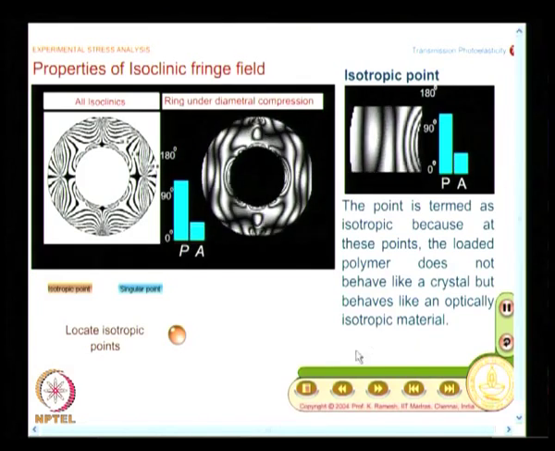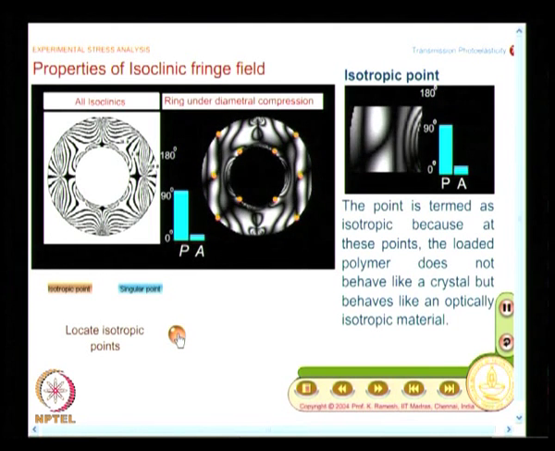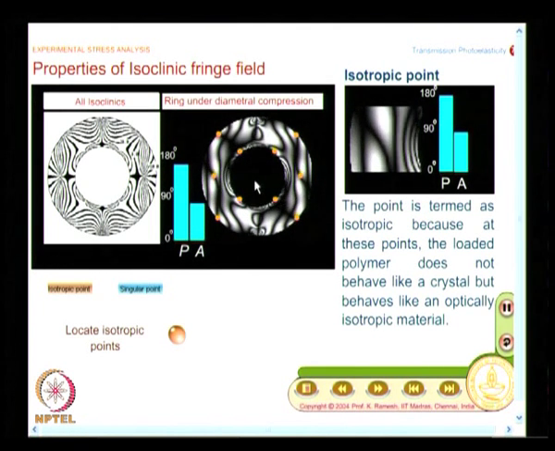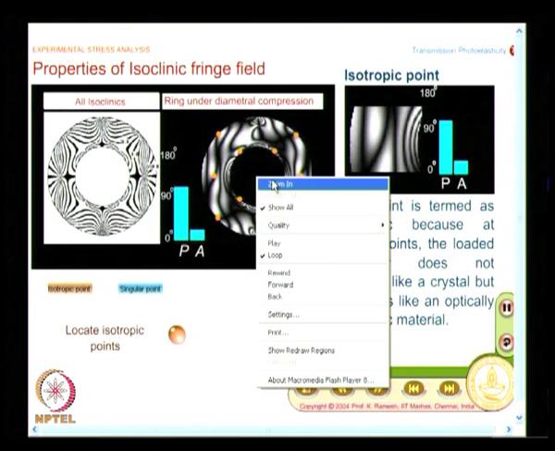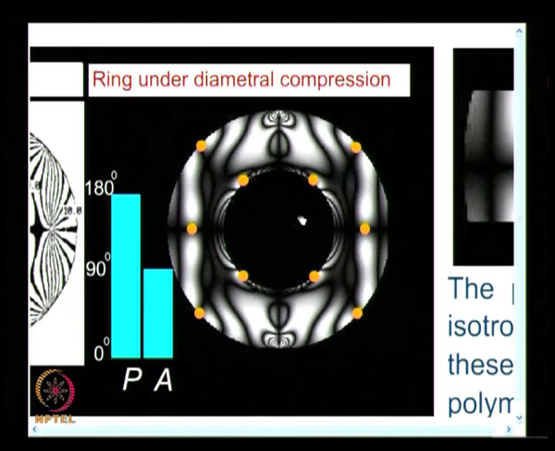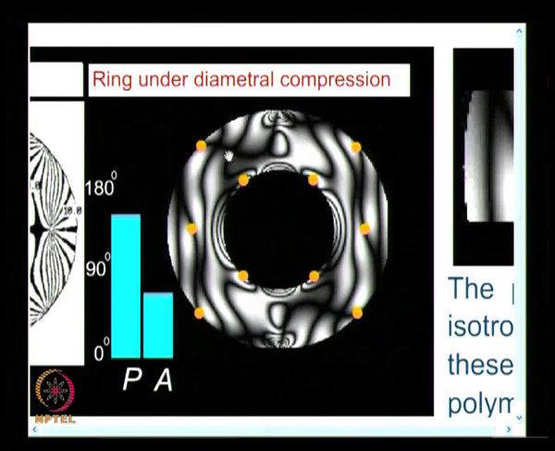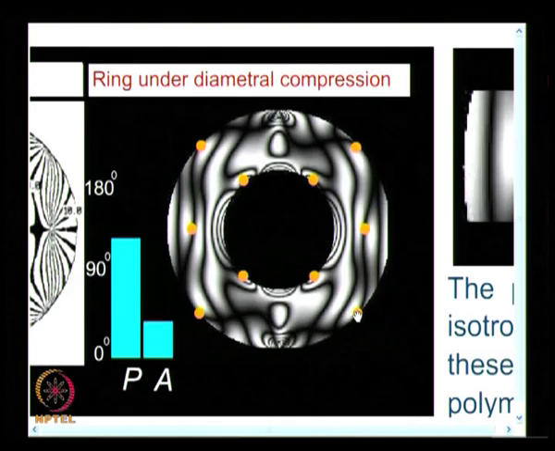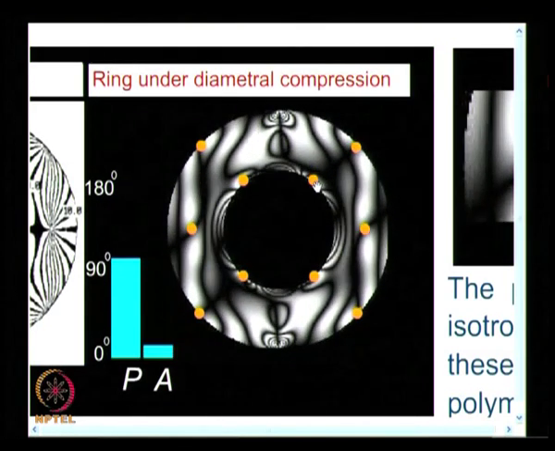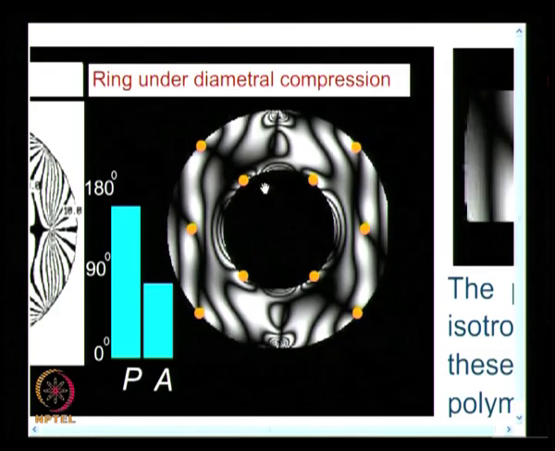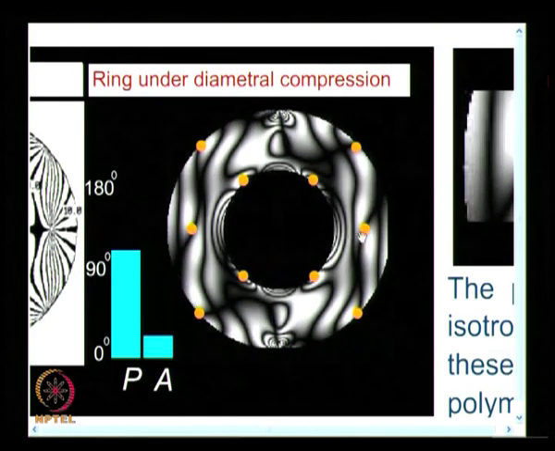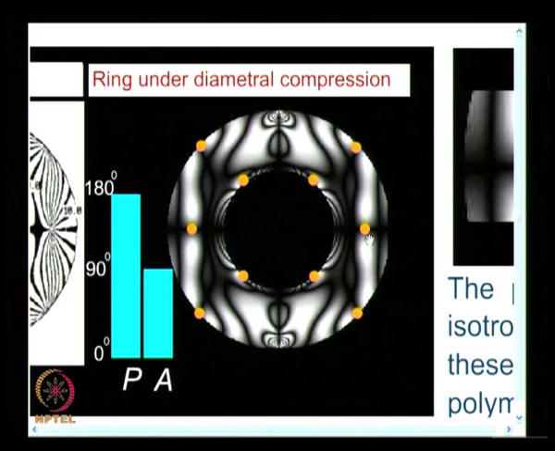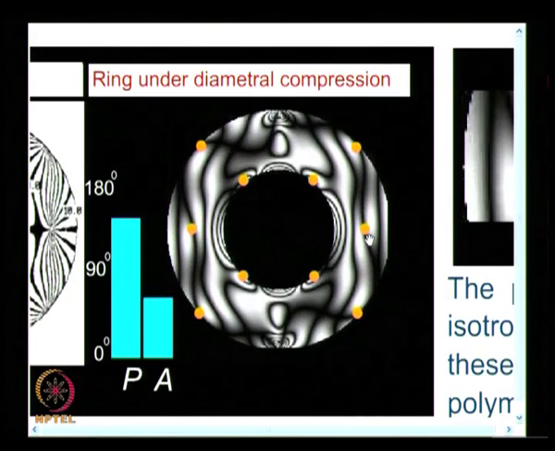So, you have several isotropic points located. The isotropic points are now marked in the fringe field and you can have a look at it. So, what do I have here? I have 4 of them, 1, 2, 3, 4 on the outer boundary. I have 4 of them on the inner boundary, 1, 2, 3, 4, and 2 on the horizontal diameter of the ring. So, you have fringe order 0 only at these points.